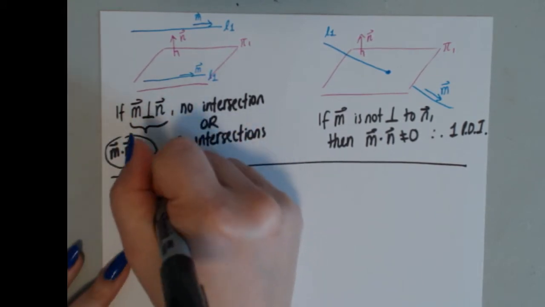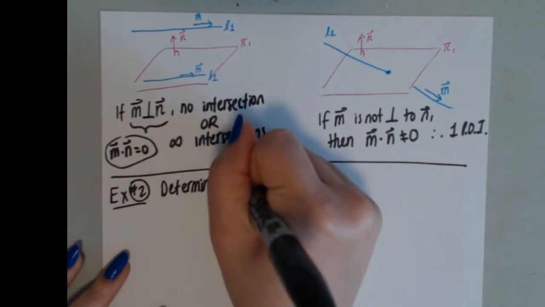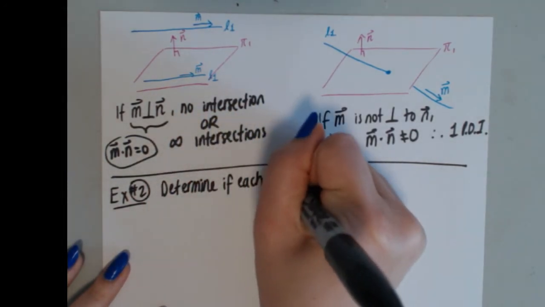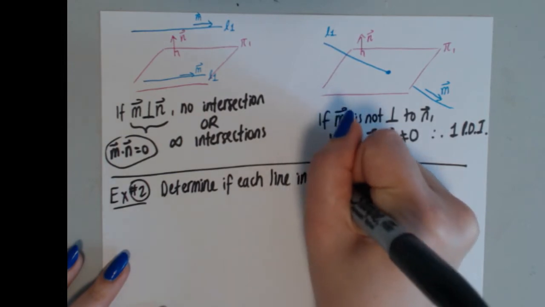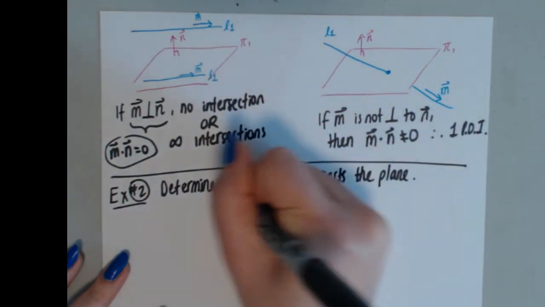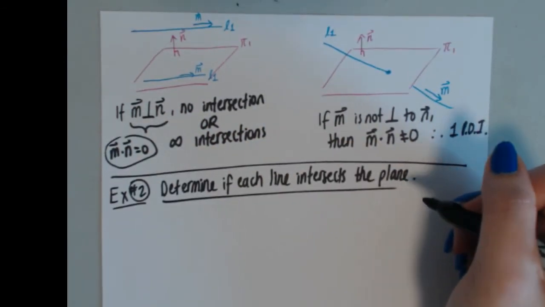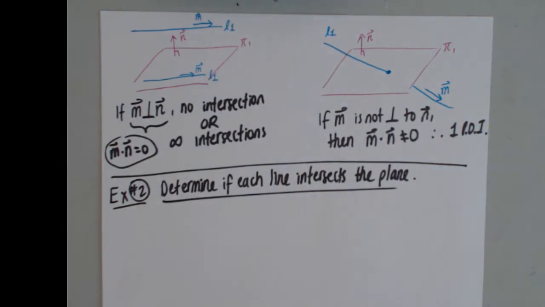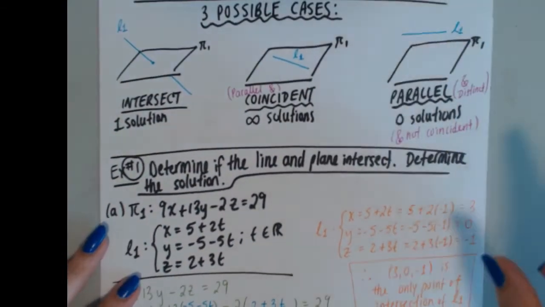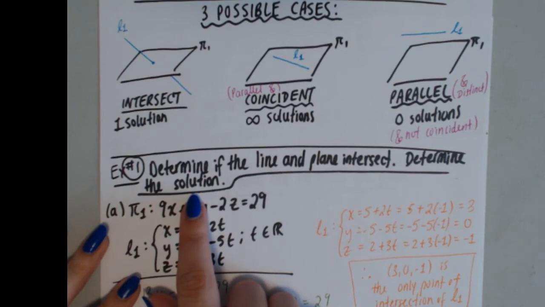All right, example 2. Determine if each line intersects the plane. Now, if you're reading that going, well, we just did that same question in example 1, why did we have to learn new theory? Well, here's why. If you go back to example 1, the question says, determine if the line and plane intersect, same so far, and then determine the solution.